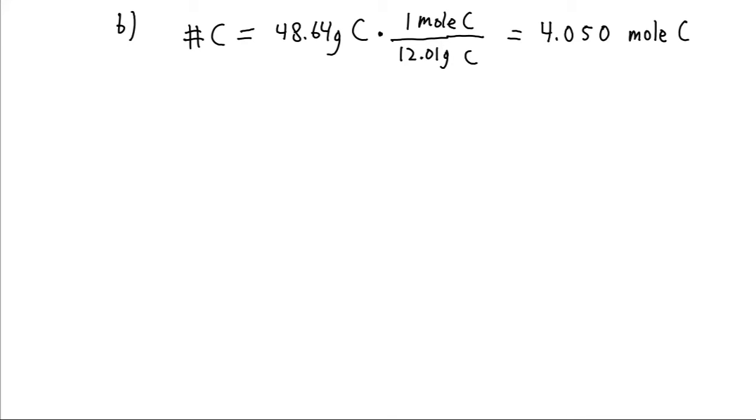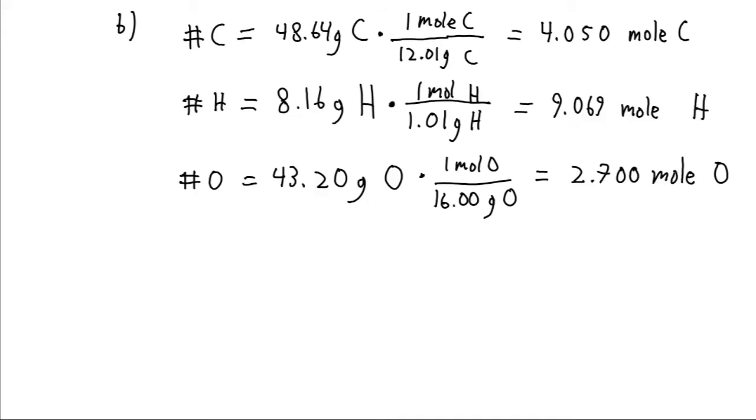Now we're going to do the same thing for hydrogen and oxygen. Convert our masses into moles: about 9 moles of hydrogen, about 2.7 moles of oxygen. Now that we know the quantity of atoms, we can figure out the ratio of carbon atoms to hydrogen atoms to oxygen atoms.